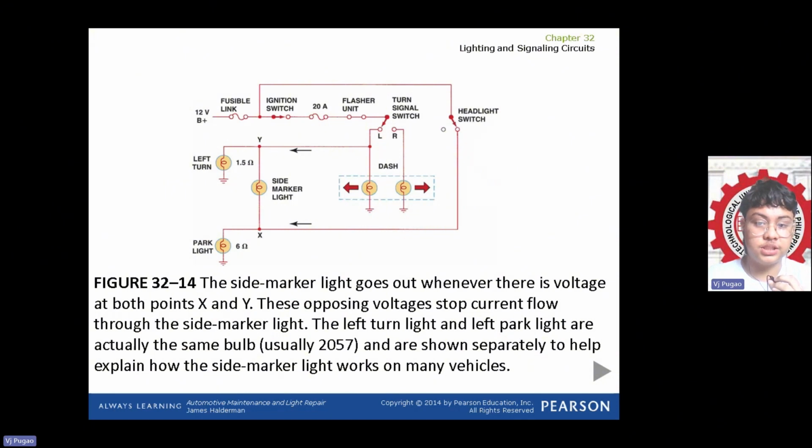The side marker lights go out whenever there is voltage at both points X and Y. This opposing voltage stops current flow through the side marker light. The left turn light and left park light are actually the same bulb, usually 25 watt, and are shown separately to help explain how the side marker lights work on a beacon.